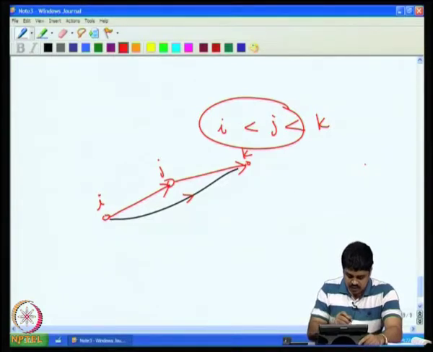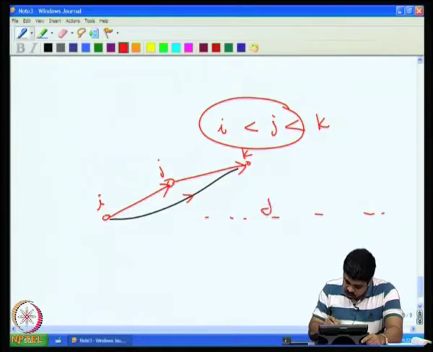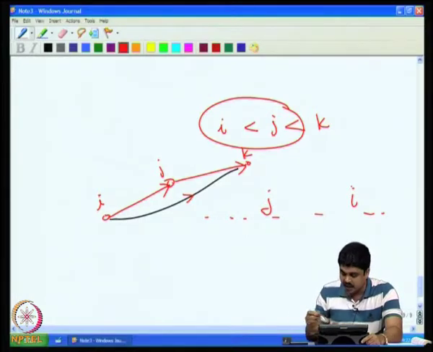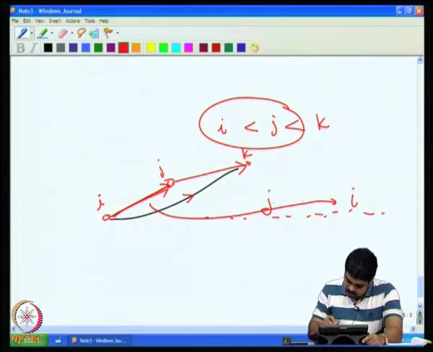And now, the point is that the fact that i is less than j and there is an edge between i and j means that in the permutation, j occurred in an earlier position than i, right. That is because it is in the wrong order in the permutation that this edge is present here. This means j occurred earlier than i. Now, what about the jk edge?